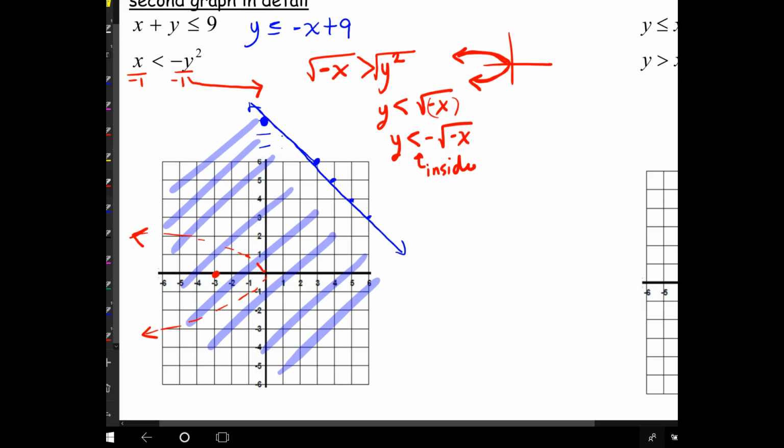So if I'm like, well, does this point work? -3, 0. I can see in my equation, if I plug in -3 for x, does that come out to be less than if I plug in 0 for y? Is -3 less than 0? Yep. So that means this point should be shaded. So I can go ahead and shade this piece in here, and shade that in.